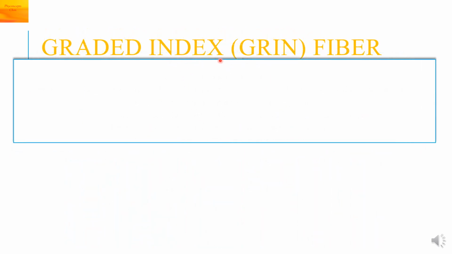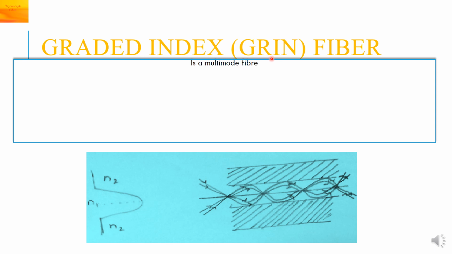Next is the graded index fiber, which in short can be called GRIN, G-R-I-N. It is a multi-mode fiber, that is, multiple modes of light. Many light rays can be launched into this kind of fiber. So here the core consists of concentric layers of different refractive indices. We can see the refractive index profile.